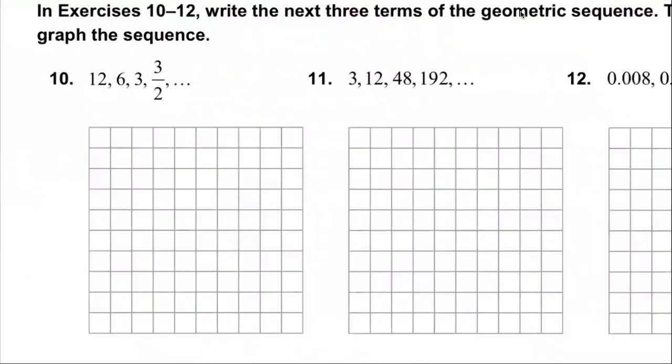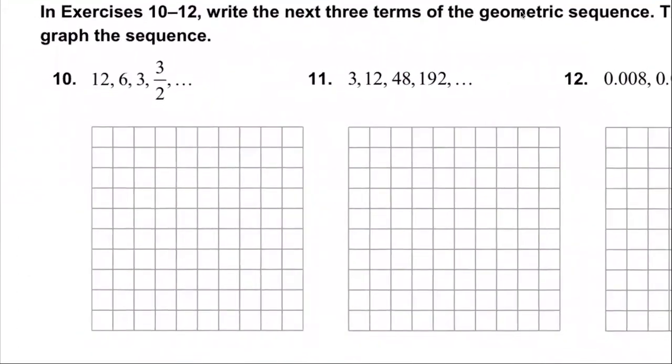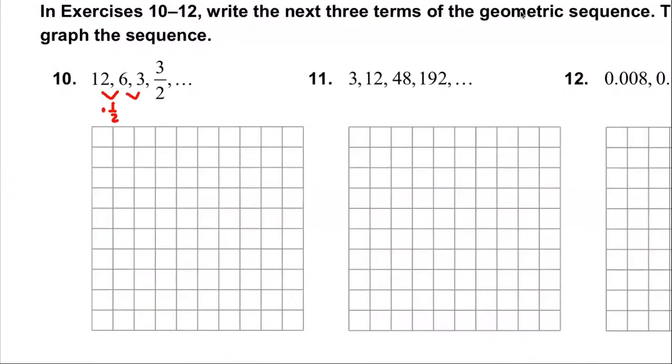Okay, so let's talk about this one right here. Number 10. So it is a geometric sequence. Okay, let's write the next 3 terms. Okay, what's happening from term to term? It looks like we continue to divide by 2. Okay, so notice how we have divided by 2. I'm going to go ahead and say multiply by 1/2. I think that's going to help us here.